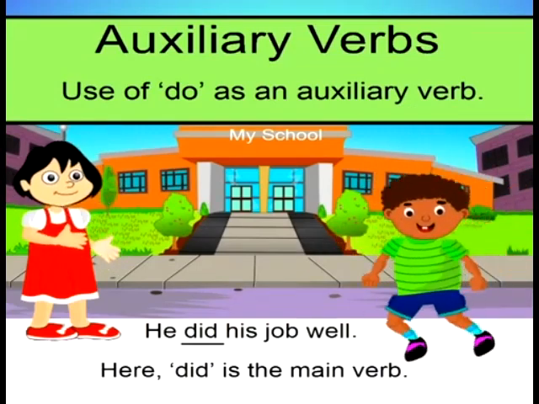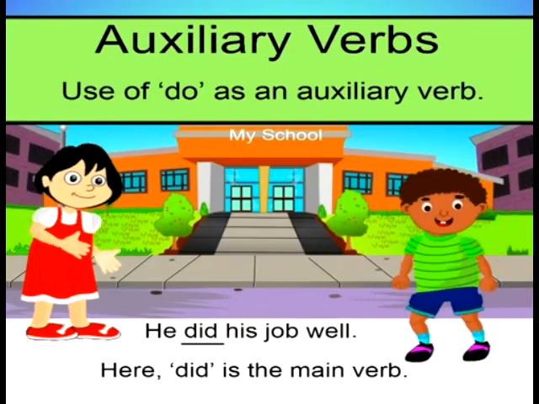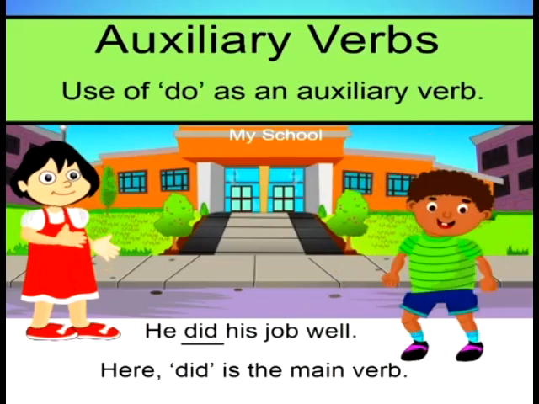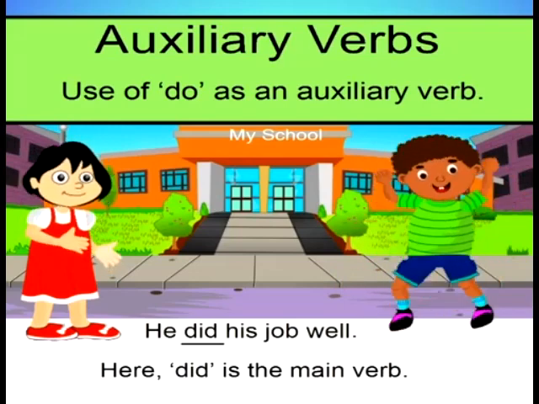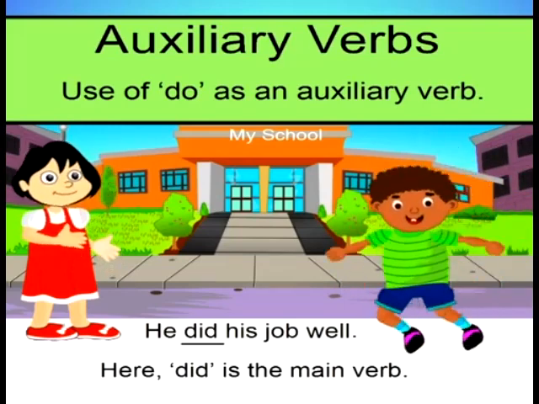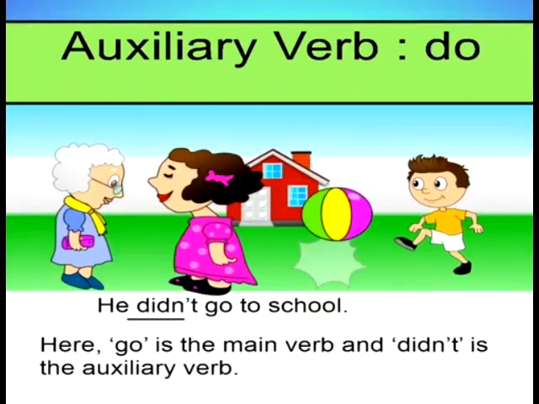Now finally let's look at the third auxiliary verb. In the first case, do is used as the main verb. Did is a form of do. He did his job well. Here did is the main verb as there's no other verb.